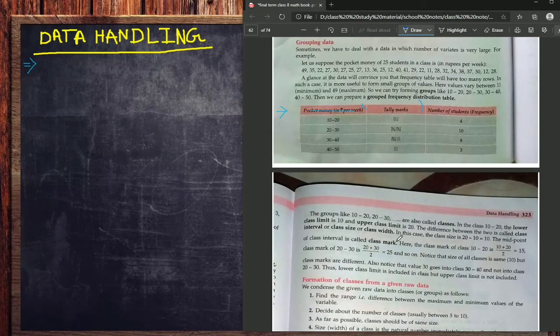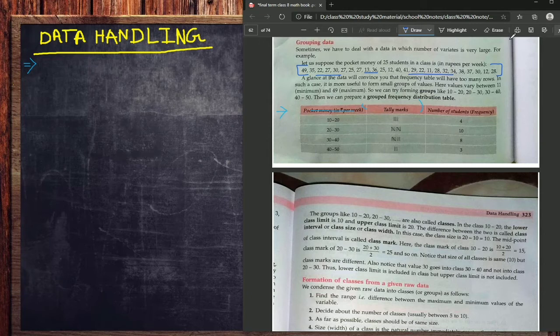Alright, so previously the values were very simple, but this time if you notice all the given raw values, that is nothing but the pocket money for each student for 1 week. These values are all collected. Now if you look at these values, they are not quite the same as before. So for this kind of raw data, we have to take the group arrangement.